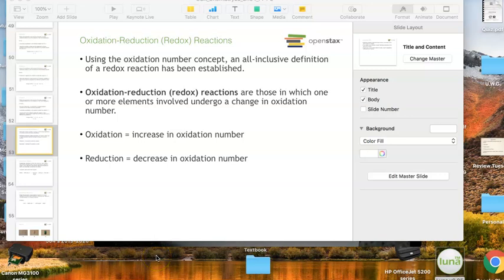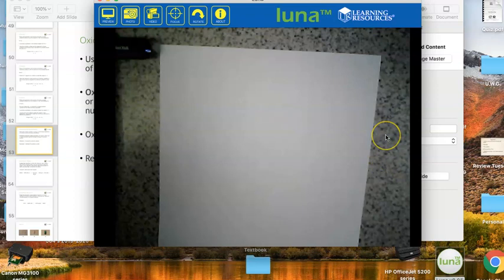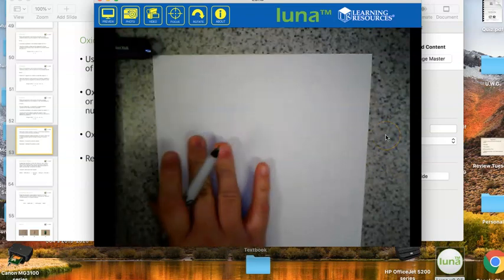Okay, so last time we were talking about oxidation numbers and assigning oxidation numbers to individual elements in a compound. And so I thought we would go ahead and do some more examples with oxidation numbers.